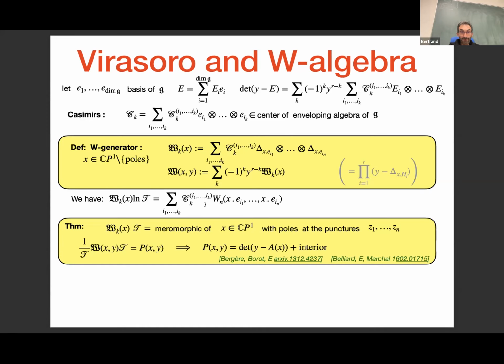It has to be proved, but this is true. This is a theorem which we made with Berger, Borot, and also Béliard, Marshall.